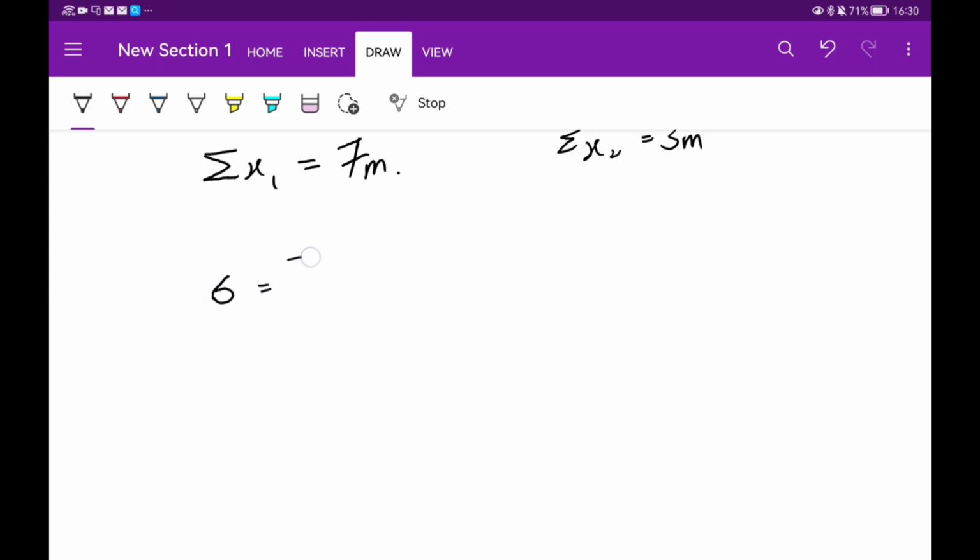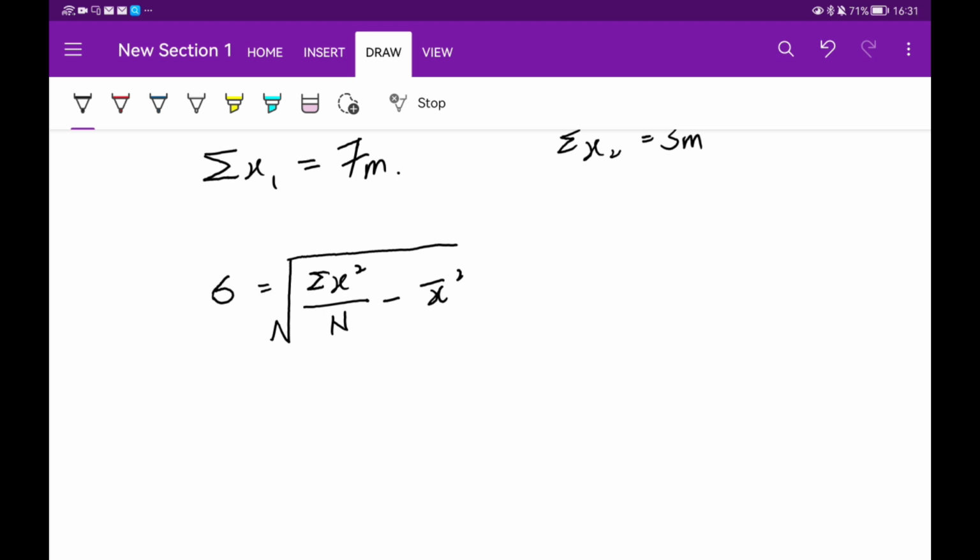So what is the formula of standard deviation? I don't write x1 first, I write the formula first. Standard deviation is the square root of the sum of x square divided by n, minus mean square. This is the formula, right?